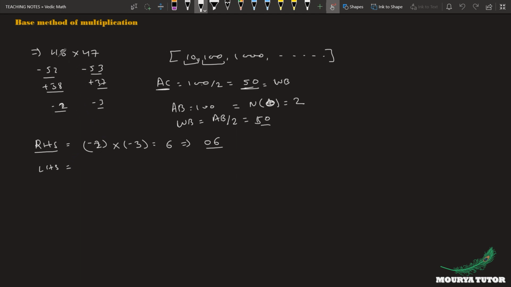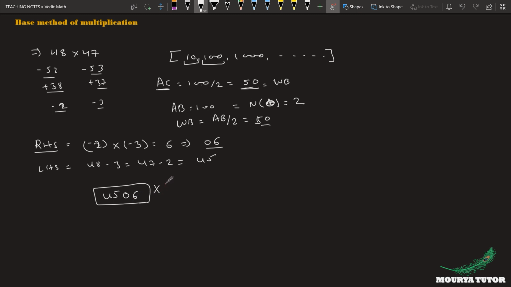For the LHS we did some crosswise subtraction or addition. Here we will do the crosswise subtraction because the symbol is minus. So you can do 48 minus 3, or 47 minus 2, like that. All right, so you will get 45, correct? Now if you write these two numbers together, you will get 45 and 06, and we did the same thing in the previous video, right?